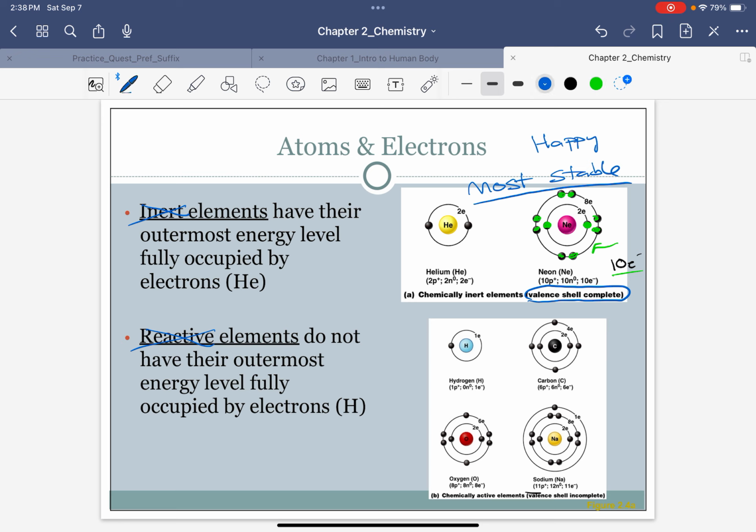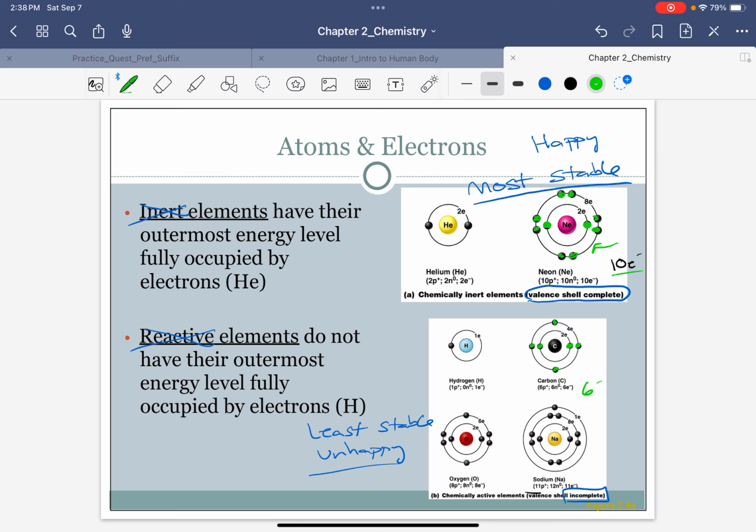So on the other hand, atoms are least stable, or some might say unhappy, when their valence shells are not full. Let's look at carbon, which I think we already did, right? Carbon has 6 electrons. So we fill the first electron shell with 2. And then we add another one, 2, 3, 4, 5, 6. I've satisfied it because it has 6 electrons.